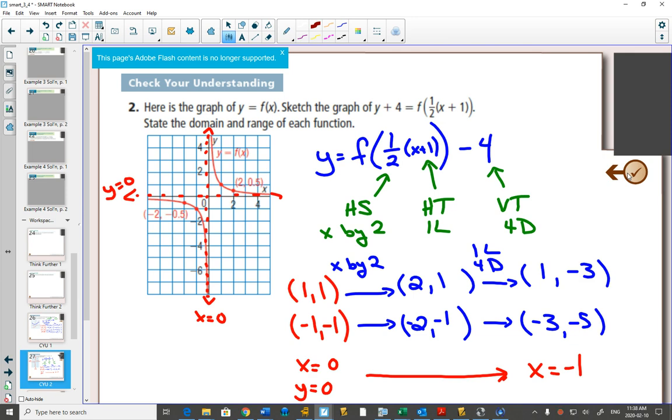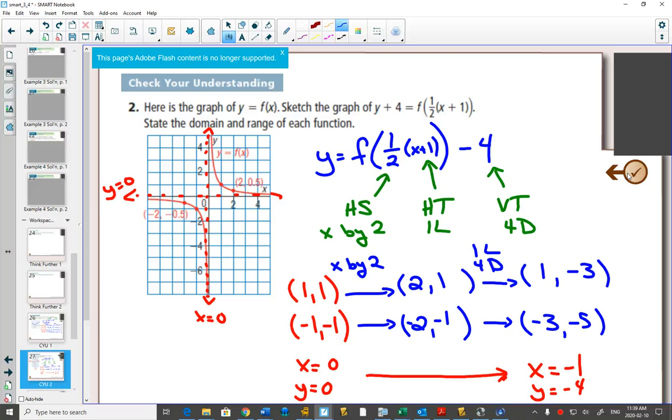And that makes sense because the 1 to the left changes an x coordinate. That's your equation. That's x equals. So it's changing x equals -1. Moving 4 down is going to change your other asymptote to y equals -4.